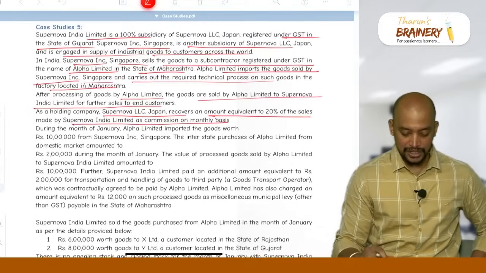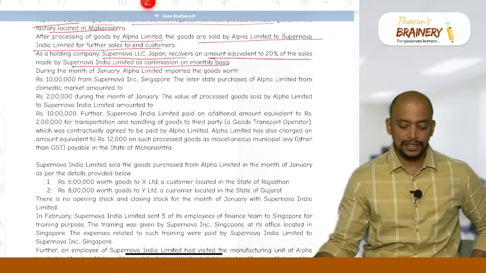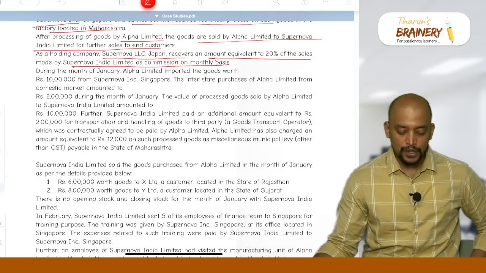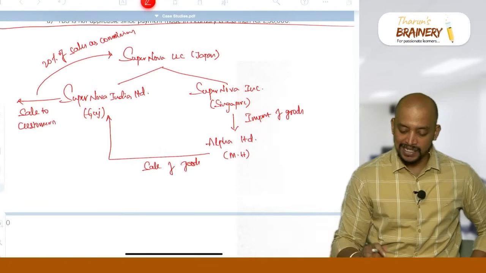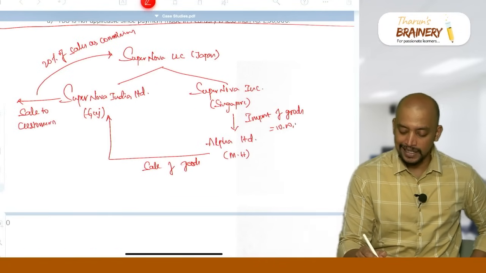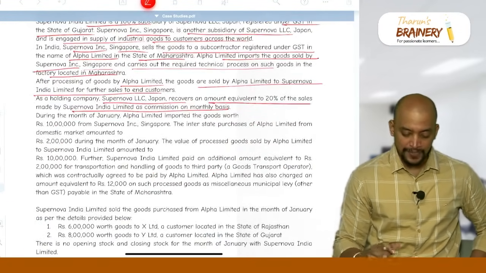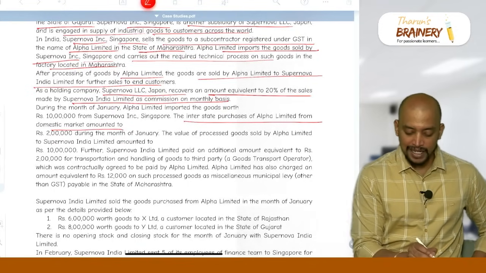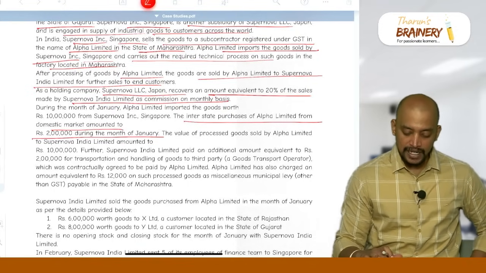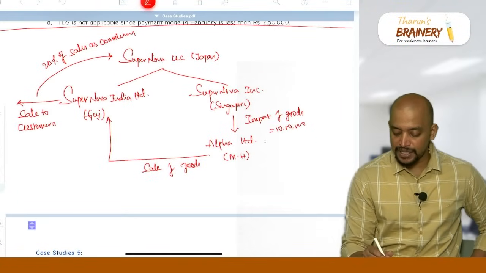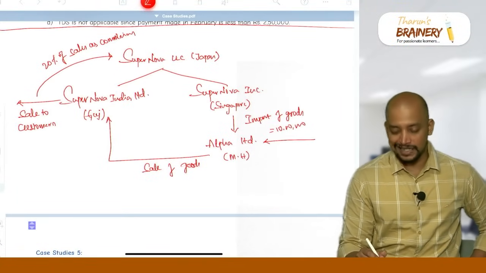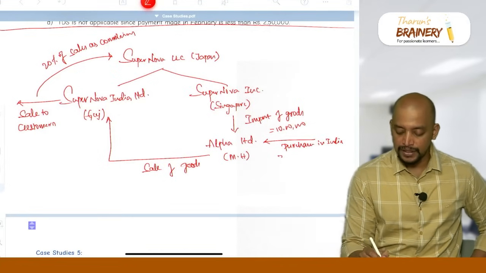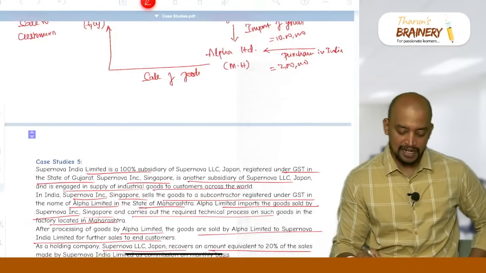So let's see the transactions now one by one. During the month of January, Alpha Limited imported goods worth rupees 10 lakhs from Supernova Incorporation Singapore. And the interstate purchase of Alpha Limited from the domestic market amounted to 2 lakhs during the month of January. Plus Alpha Limited is also making purchases in India of 2 lakhs.